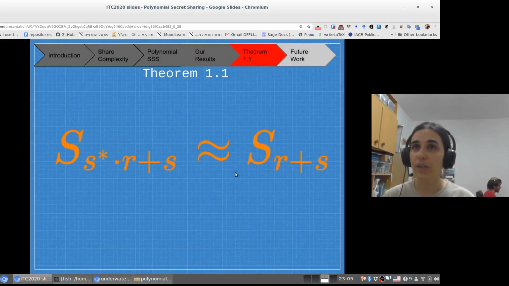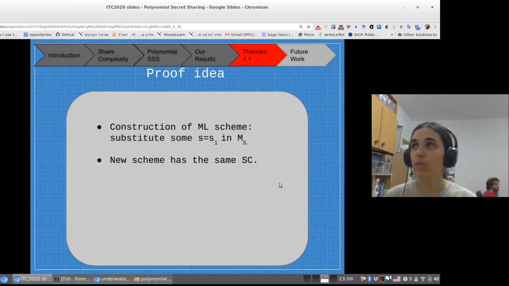Okay, so in the deep dive, we will provide the proof for Theorem 1.1, showing that schemes of degree 1 in R, where the monomials free of R's are degree 1 in S, are equivalent to multilinear schemes, in the sense that for every such scheme there exists a multilinear scheme with the same share complexity, actually. The proof is pretty short and easy, and it's actually quite surprising. So let me just mention the proof idea, and we will provide the quite short proof in the deep dive.